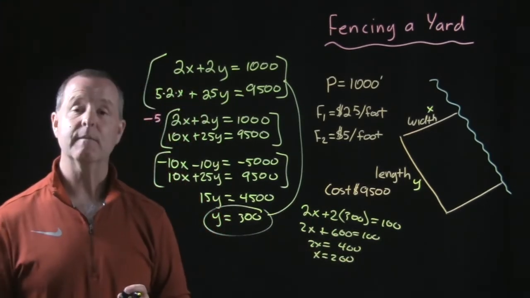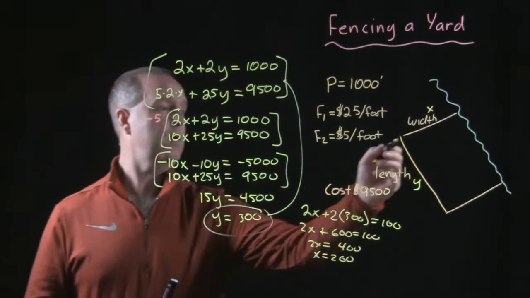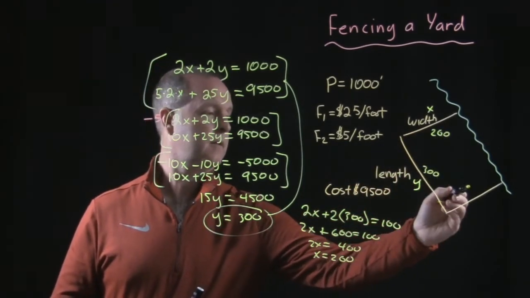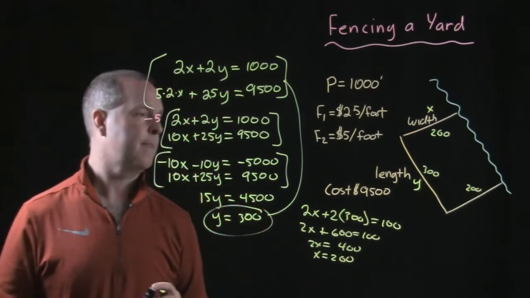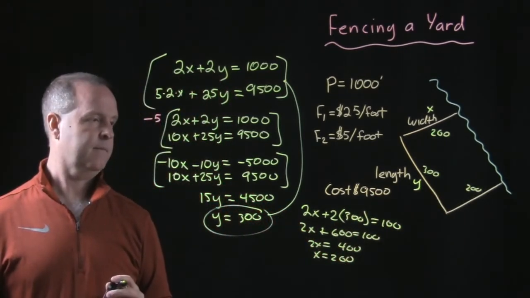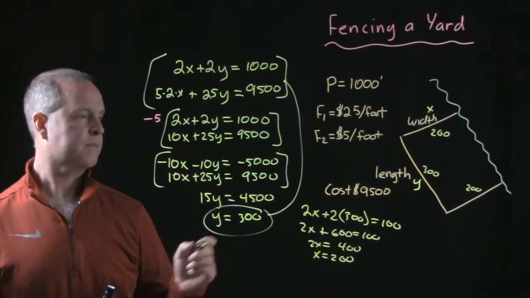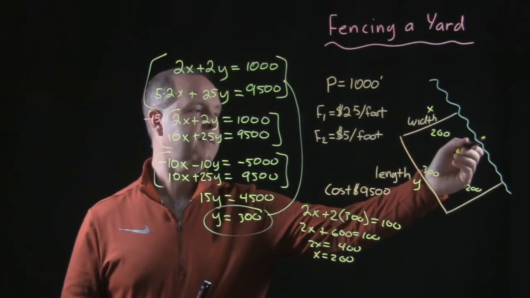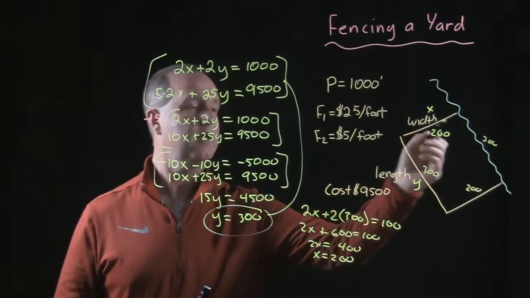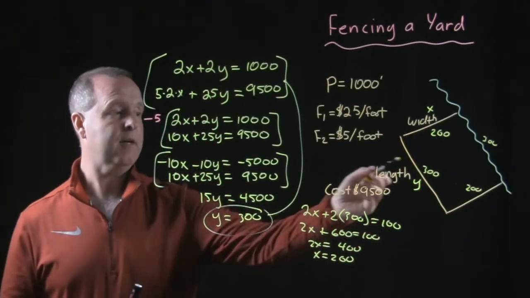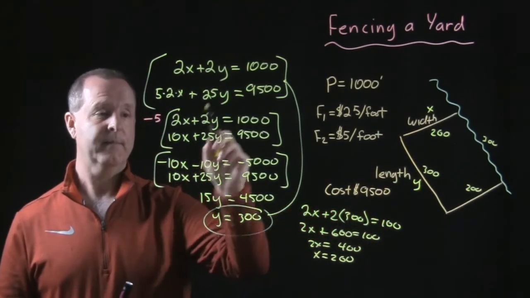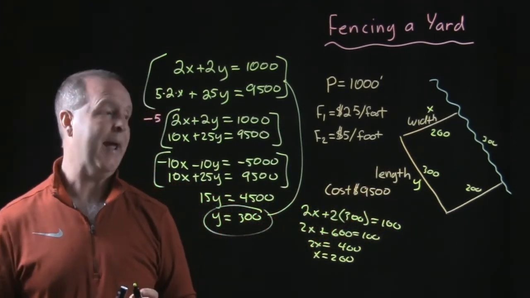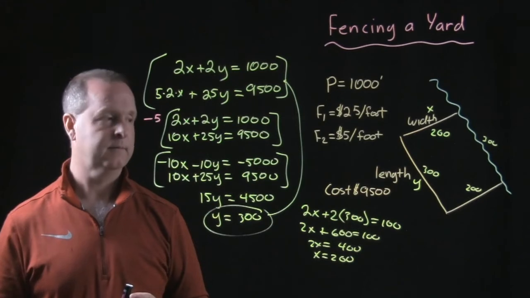So the dimensions of my yard now are 200, 300, and 200. I was looking for 1,000 there, but 1,000 is the other 300 over there. So of the fence, I'm going to buy 300 feet of the good-looking fence board, and I'm going to buy 400 feet of the bad-looking fence board.